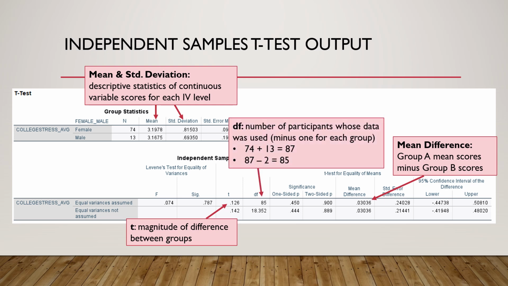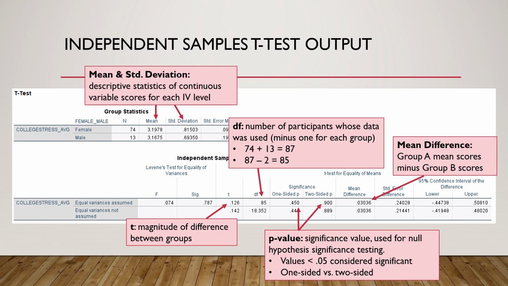You're also always going to compare it to your degrees of freedom, which is the number of participants whose data was used, minus 1 for each condition. An independent samples t-test always has 2 conditions, so it's going to be your total participants minus 2. In this case, it's 74 females plus 13 males is 87 participants, and then you subtract 2 from that for the 2 groups, and you get 85 degrees of freedom. And then you test to see whether that is significant.